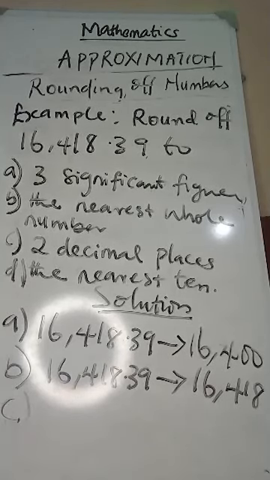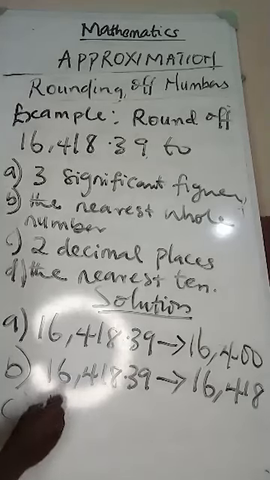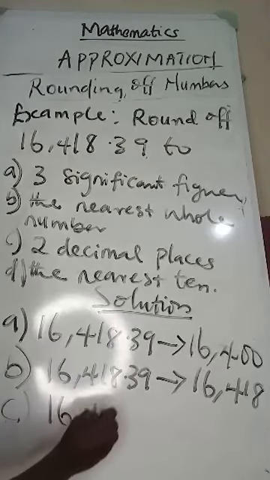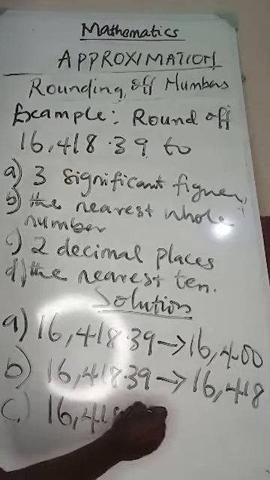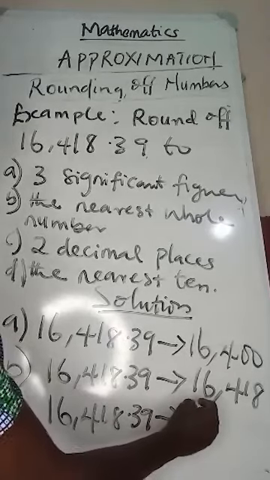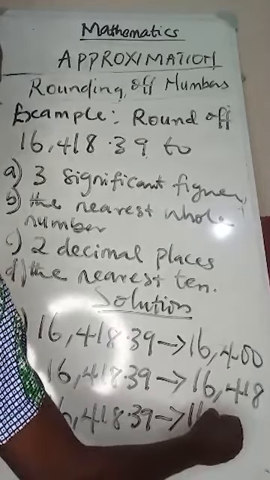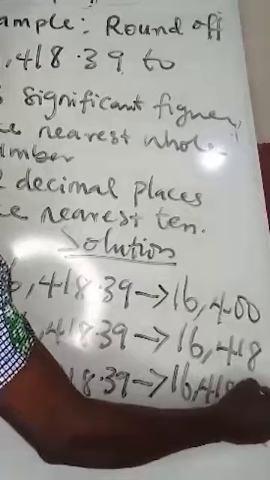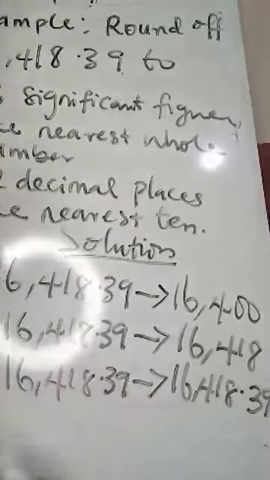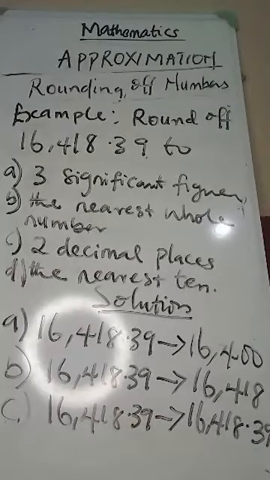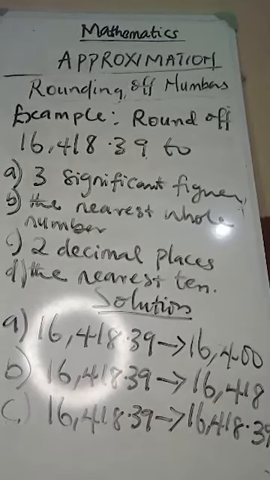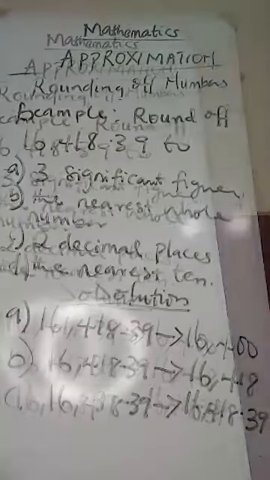C, to two decimal places. 16,418.39 to two decimal places will still give us 16,418.39. It's the same, it's already in two decimal places.